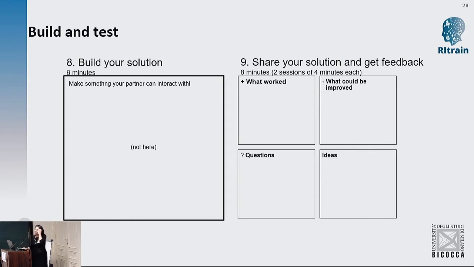But recapping what we did today, it was a sort of instant experience of what can happen.